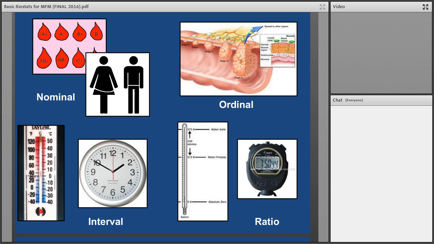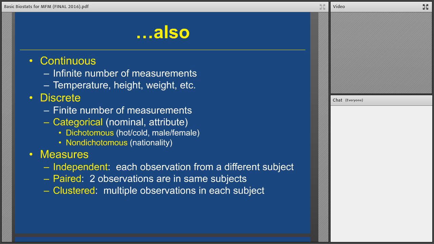And this is just a visual description. Nominal data are names of things, and the names don't necessarily mean that one is more important or less important than the other. Ordinal does mean that the names or numbers do have ranking. For interval data, the intervals between the data points are important. And then ratio data, there's a zero that's important.